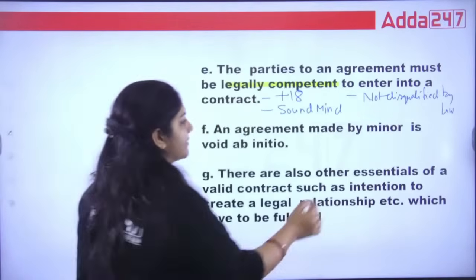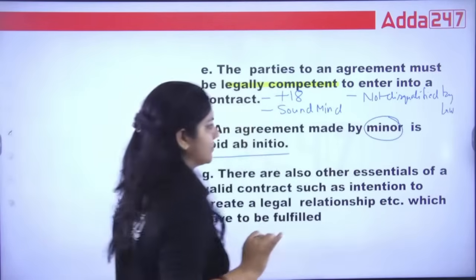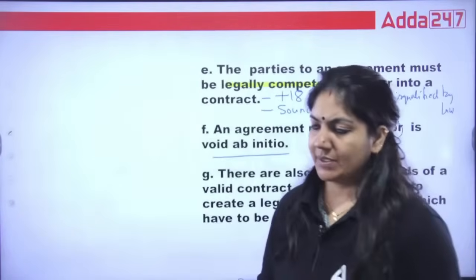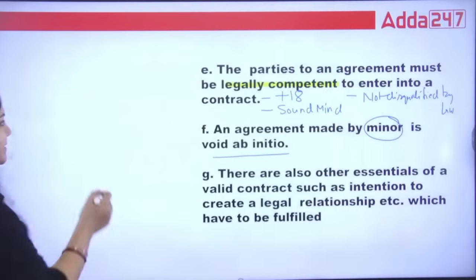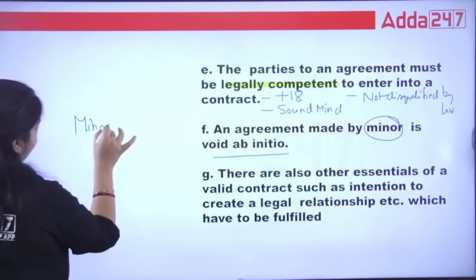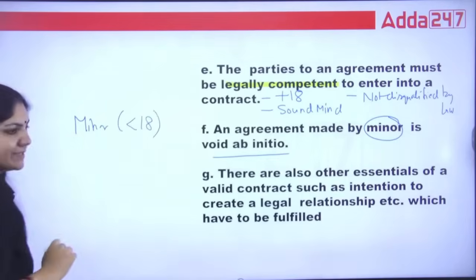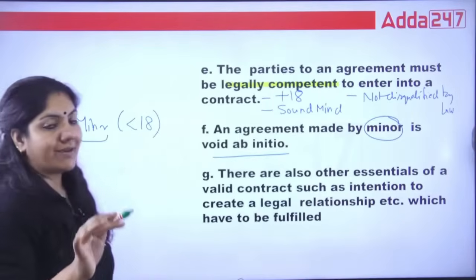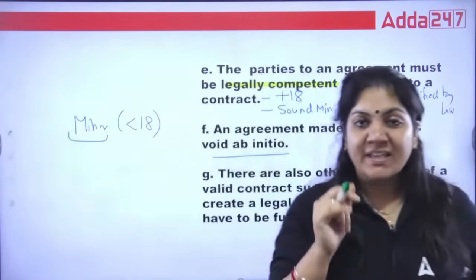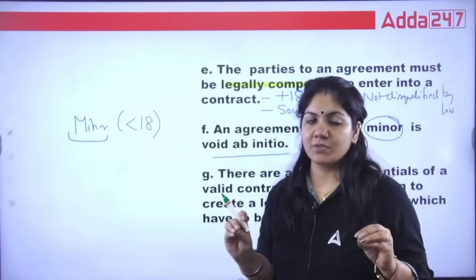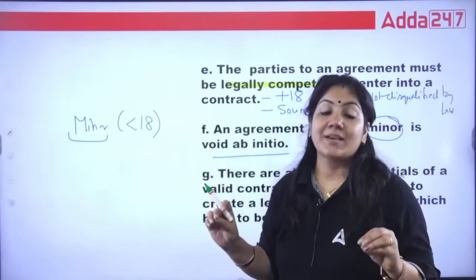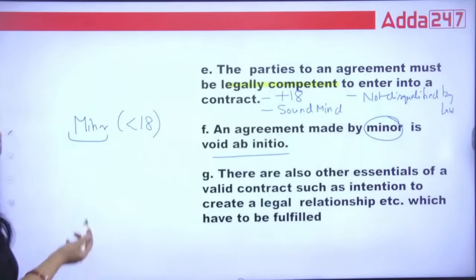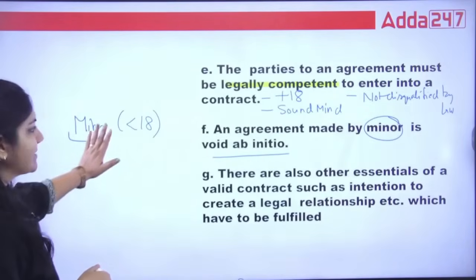An agreement made by a minor is void ab initio. So why is an agreement made by a minor void ab initio? The reason is very simple. A minor is a person who is always below 18, right? A minor cannot understand what is right and what is wrong, because under the Indian Contract Act or in any act, the person who is above 18 can be treated as a mature person. So below 18 is the minor person.